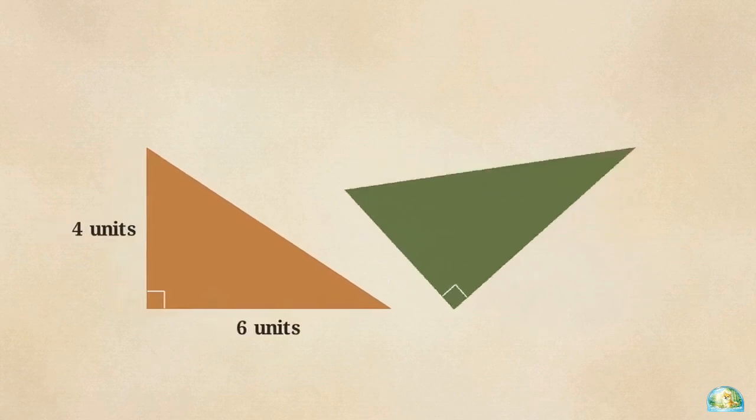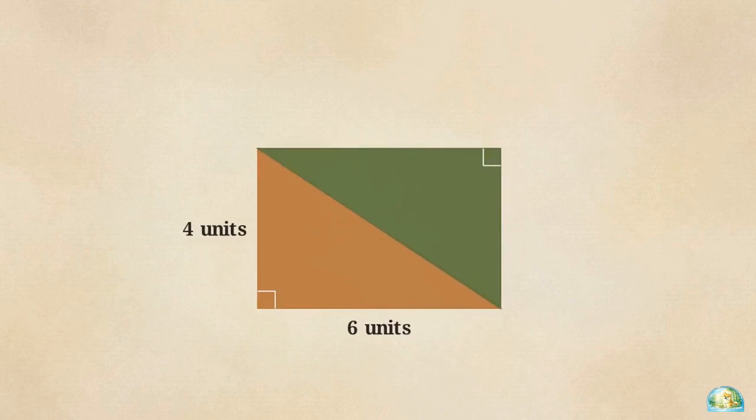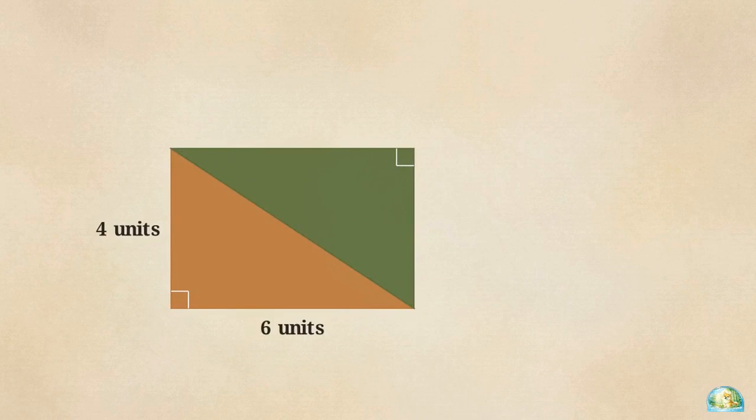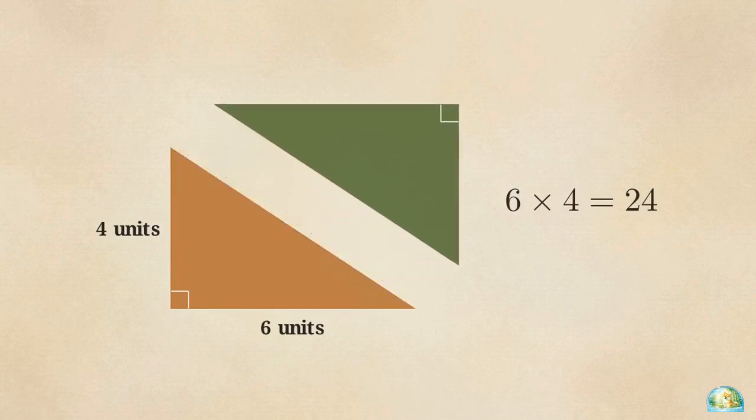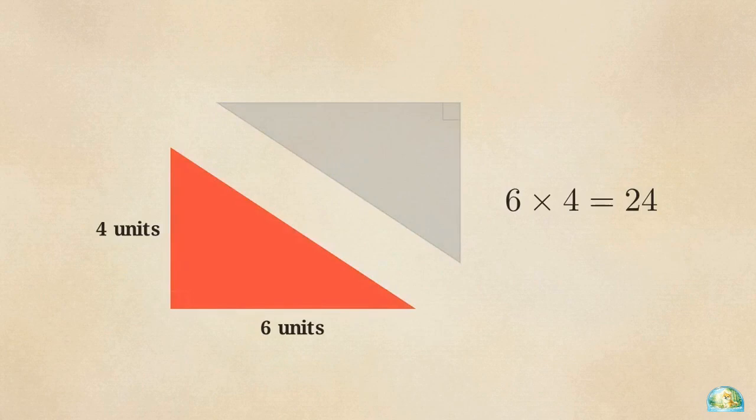Aligning their long edges and locking them together creates one complete rectangle. The area for this combined shape is easy to find. 6 times 4 equals 24. Since we only need the area of a single triangle, we must take that total and divide it by 2. 24 divided by 2 leaves us with 12 square units.